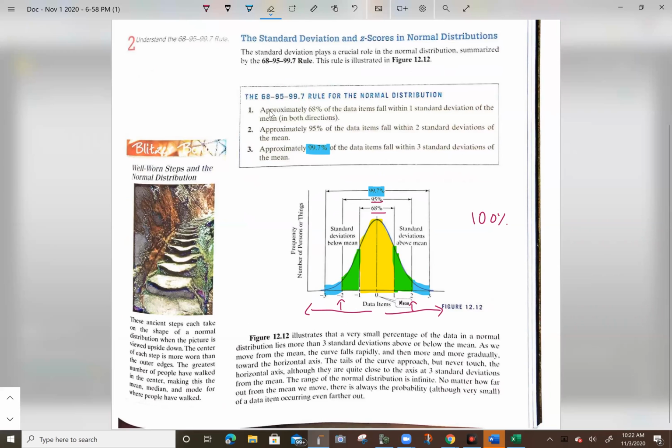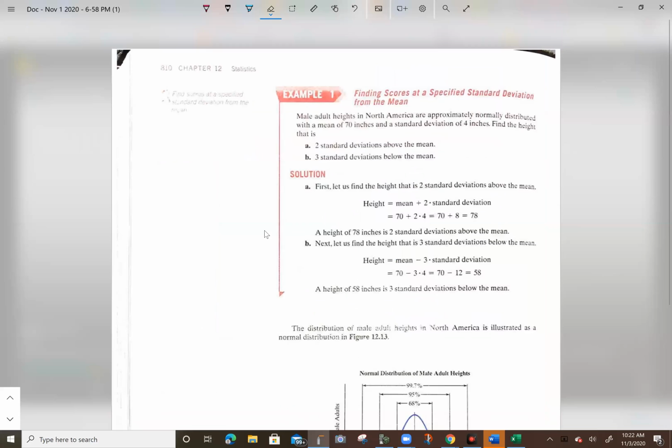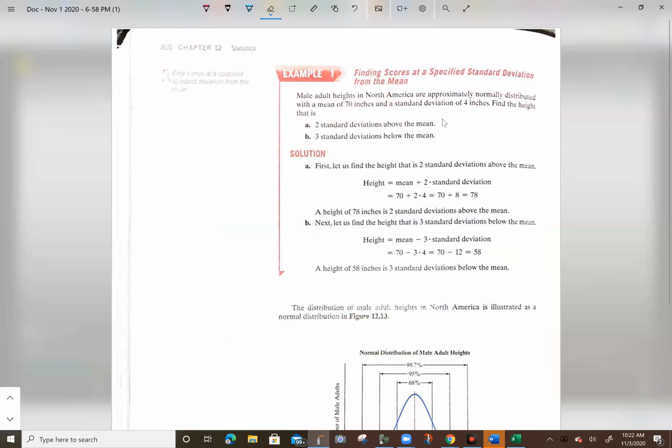The 68, 95, 99.7 rule. The name of it pretty much says it all. If you can remember the name, you're good to go. All right, so we can use that information here.